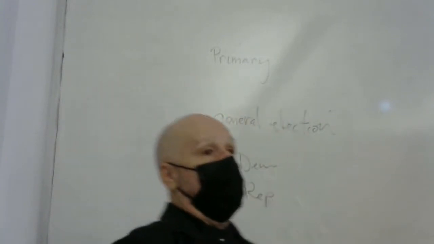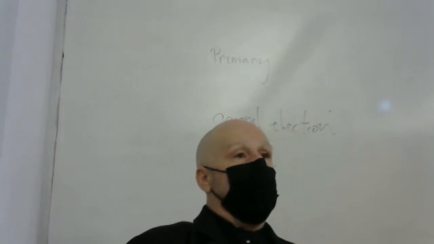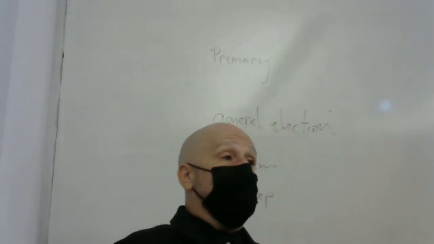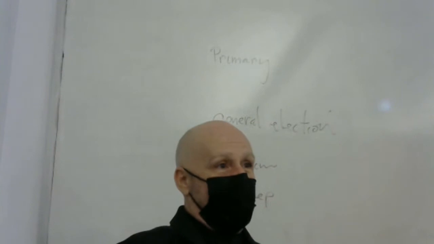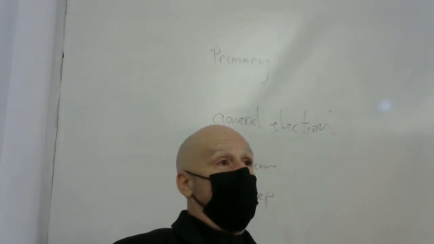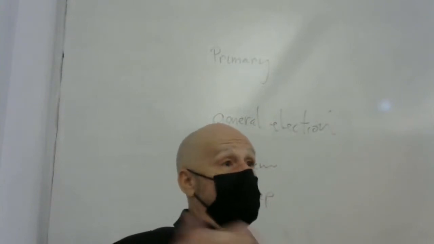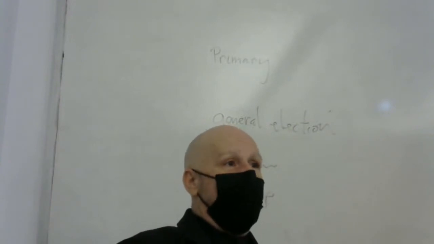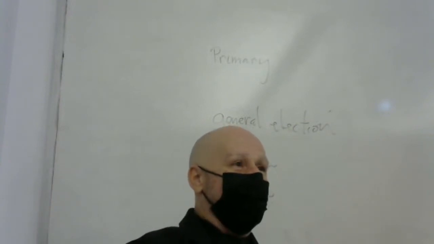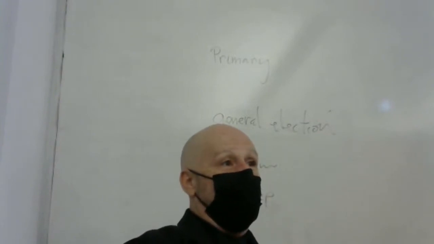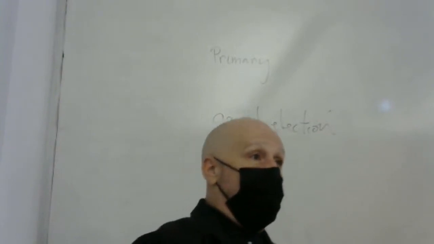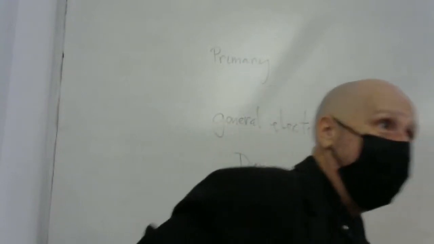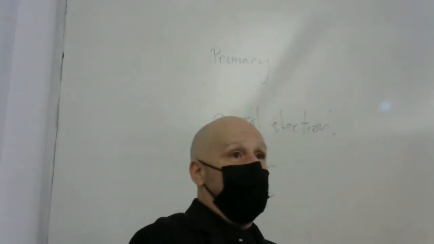So what does the primary do? It determines who the nominee is going to be of the Democratic Party and of the Republican Party. You might start with a field of candidates, maybe as many as 5 or 6 candidates for governor who are Democrats who say they want to be the next governor, or a number of Republican candidates who say they want to be the next governor. By the way, there is more than one Republican candidate on the ballot in the Republican primary this year.